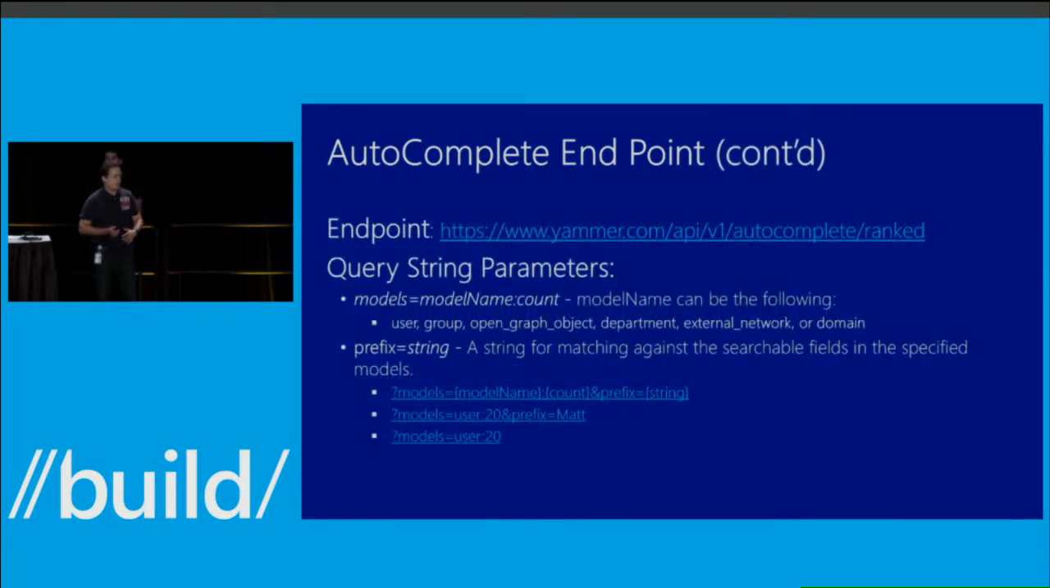So this is the complete URL that we use for getting that ranked information. As I mentioned, you can get different models from the system through this API endpoint. You specify that by using query parameters. You use the keyword model, and then there are a few examples there. You can specify a group, a user, open graph, etc. And then the number of elements you want to get back, which is separated by a colon in that parameter.